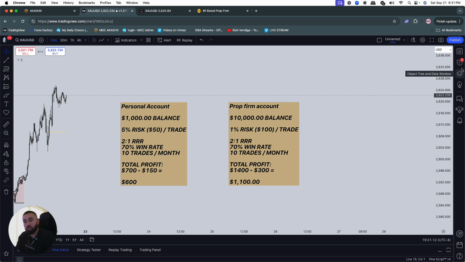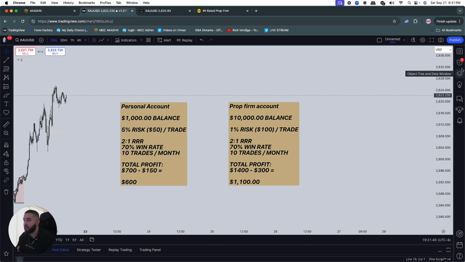And so on the personal account, we're going to have a scenario where we have $1,000 balance and we're going to be risking 5% per trade. Our risk to reward ratio is going to be a 2-to-1 average. We're going to have a 70% win rate and we're going to be taking 10 trades a month. The second scenario with the prop firm, we're going to have a $10,000 challenge account. We're going to have a 1% risk per trade, the same 2-to-1 risk to reward ratio, the same 70% win rate, and the same 10 trades a month.